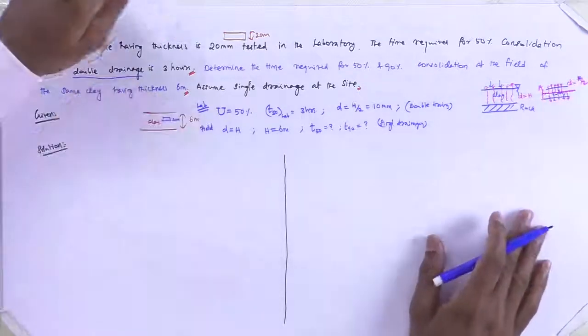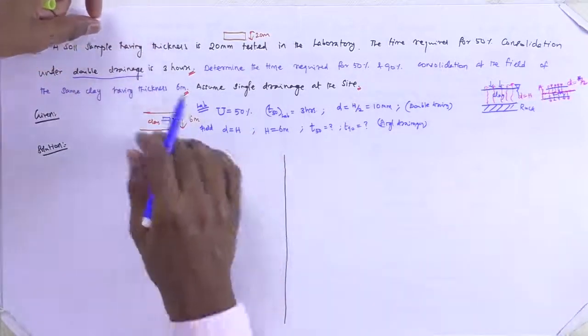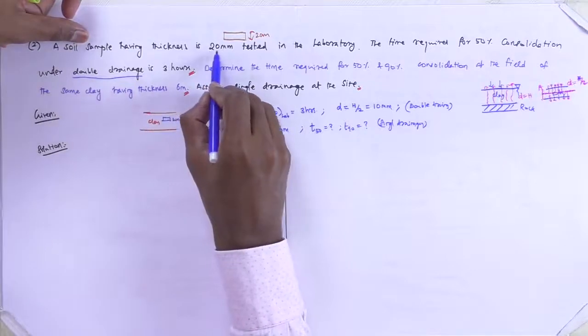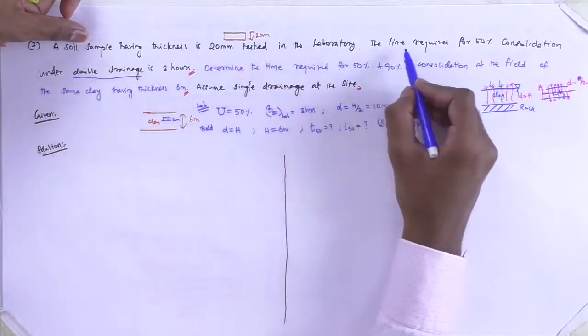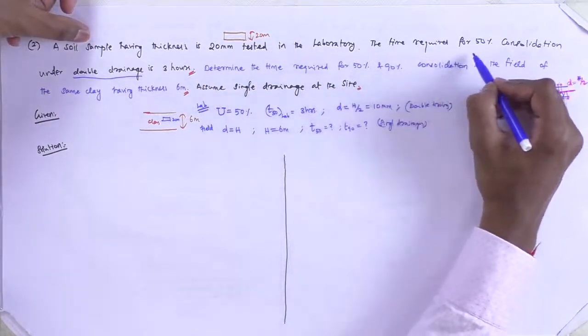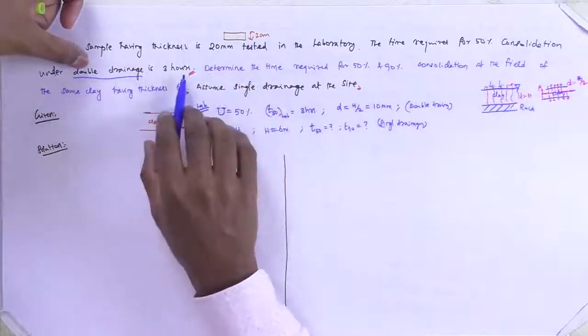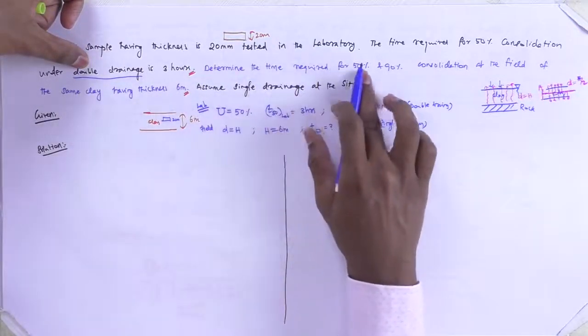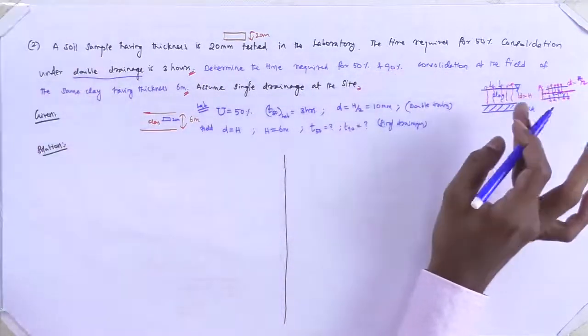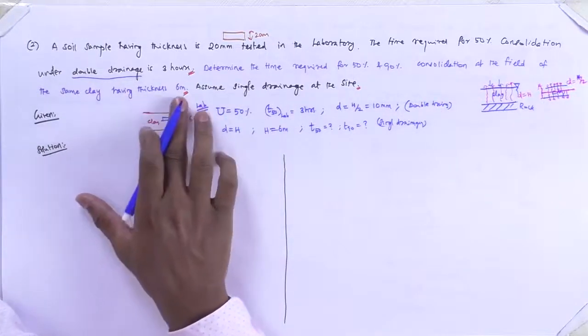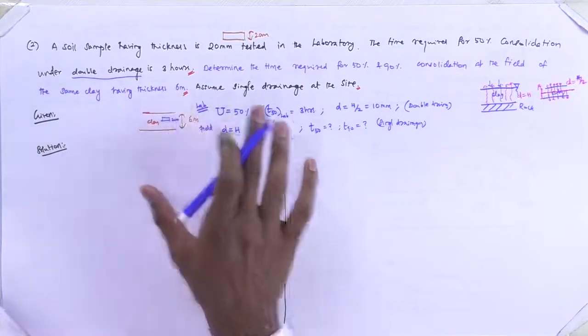So coming to this problem now, it is clearly stated that a soil sample of 2 cm is tested in the laboratory, taken from the field. The time required for 50% consolidation under the double drainage system is 3 hours. Determine the time required for 50% and 90% consolidation of the same clay layer having a thickness of 6 meters. So let us write it.